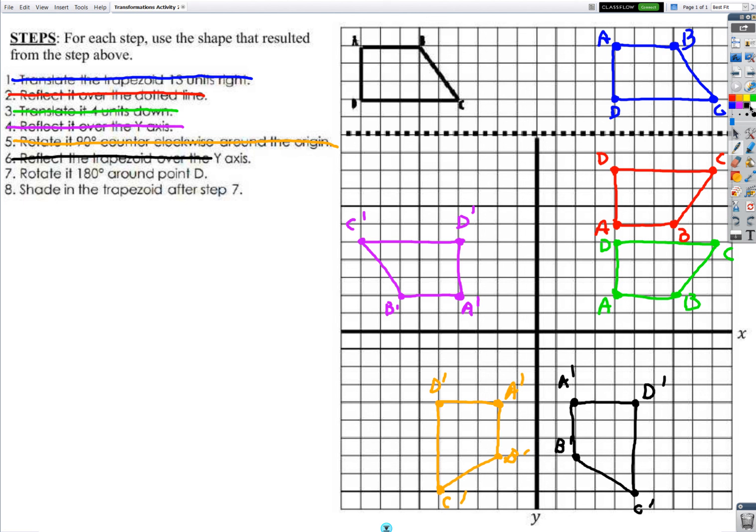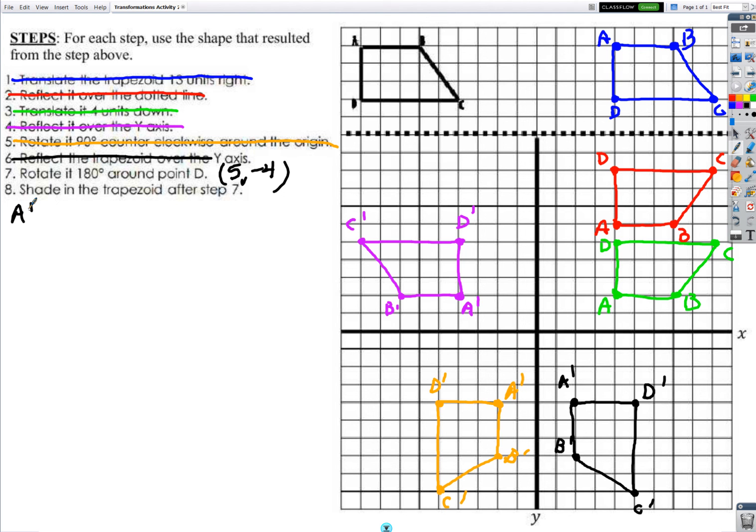So where is D at right now? Sorry that I erased it. You should have it on your paper. So is it at 5, -4? Yes. Okay, so let's do this around 5, -4. Here's that SRA that Ms. Lamb was talking about. We want to get each point, subtract the point of rotation, do the rule, and then add it back. So let's go with A first.